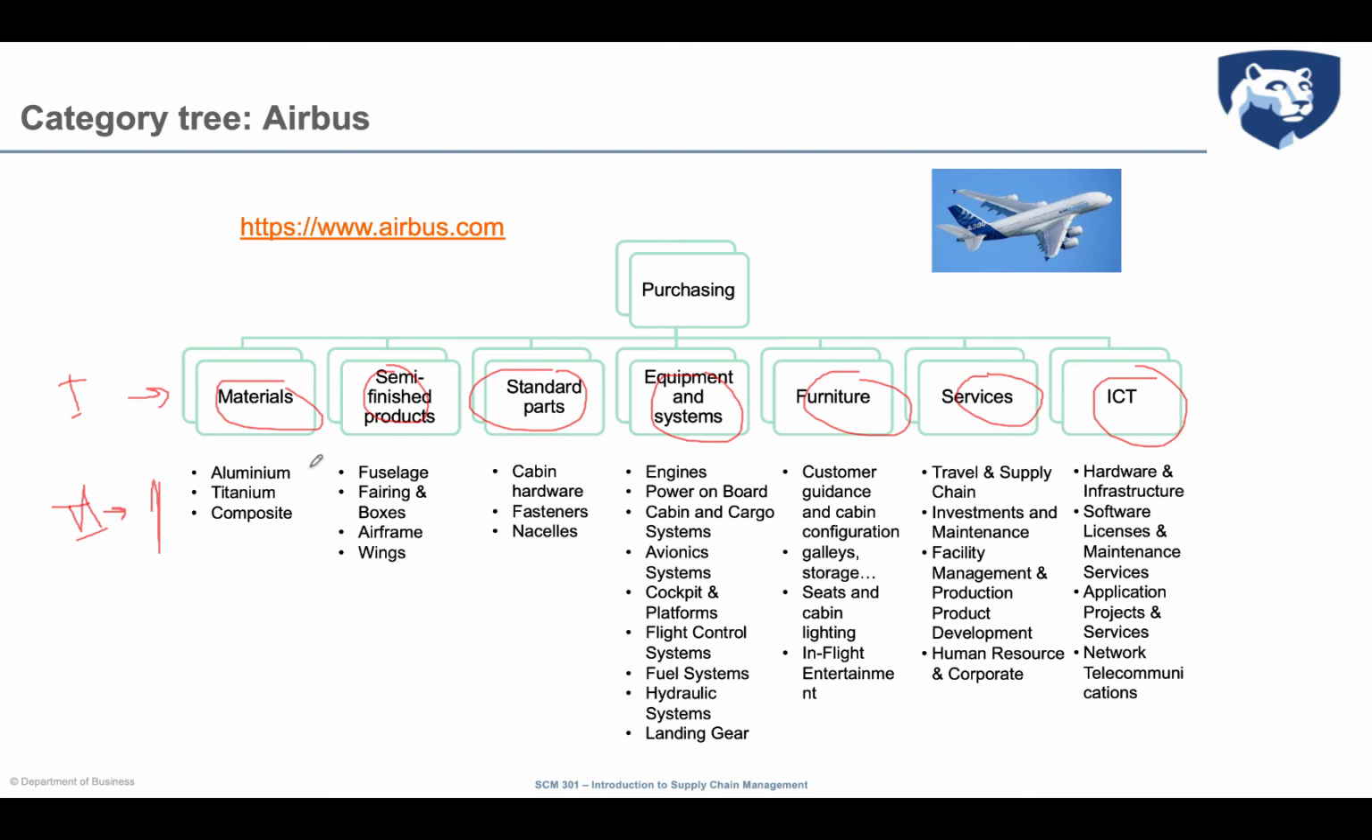Aluminium, titanium, and composite are all materials. Cabin hardware, fasteners, and nacelles are all standard parts to realize a flight, a plane. And hardware and infrastructure, software licenses, maintenance services, application, project, and service, and network telecommunication are all products and services that realize the ICT category.